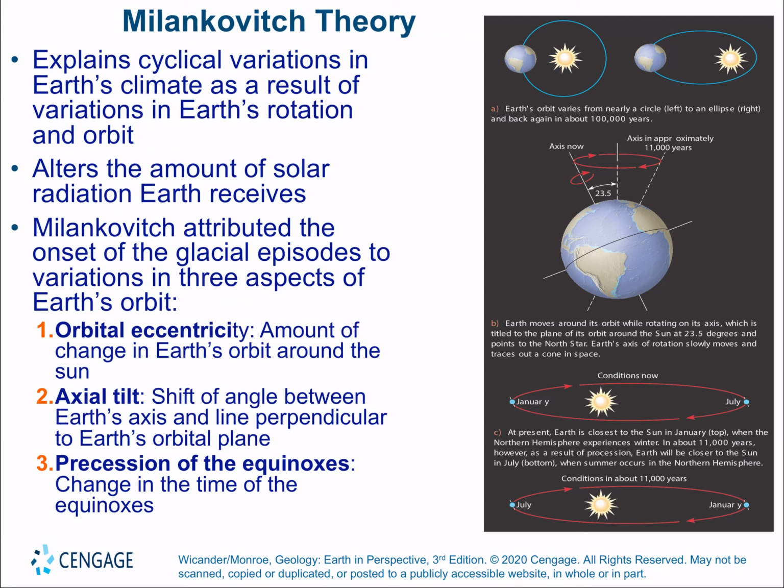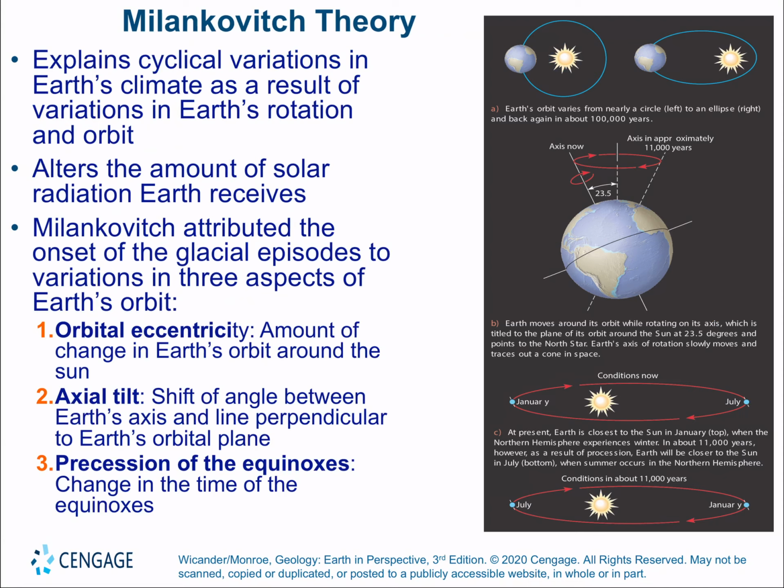And he pointed out three aspects of the Earth's orbit that could cause the glacial episodes. The orbital eccentricity, which is the amount of change in the Earth's orbit around the sun. The axial tilt, which is a shift of the angle between the Earth's axis and the line perpendicular to the Earth's orbital plane. And the precession of the equinoxes, which is a change in the time of the equinox. And these are illustrated in pictures A, B, and C.